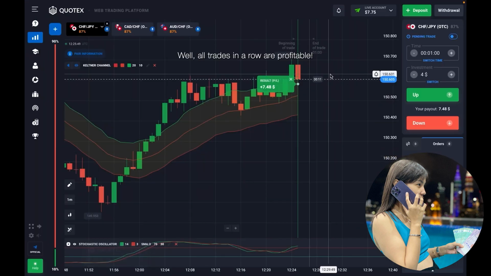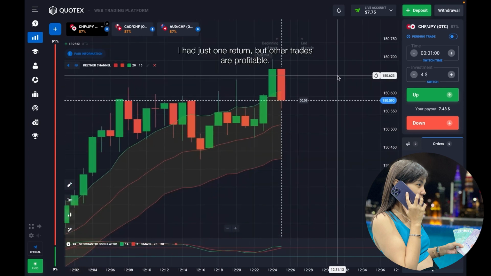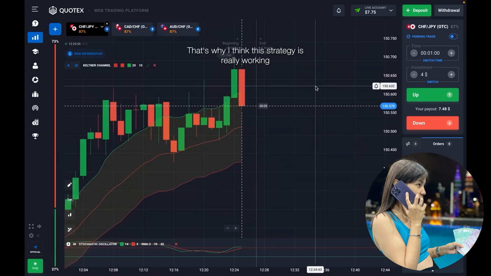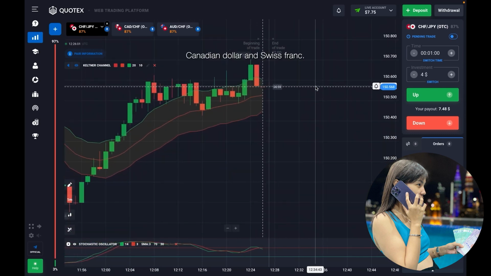Well guys, all trades in a row are profitable. I had just one return, but all trades are really profitable. That's why I think this strategy is really working. I recommend you to try this strategy, of course. But now let's check the second currency pair, Canadian dollar and Swiss franc.